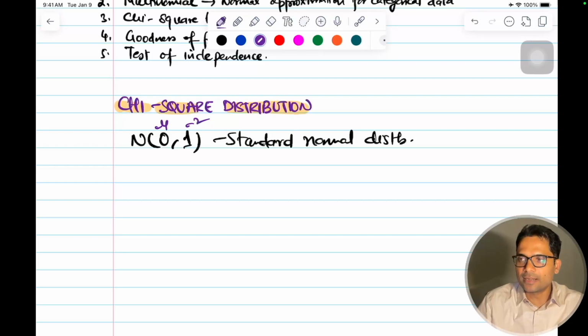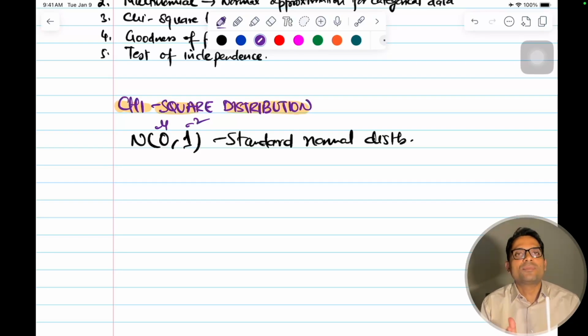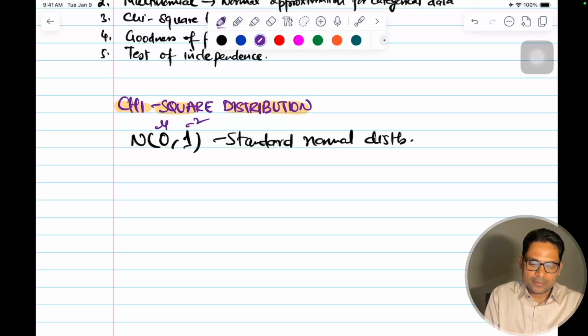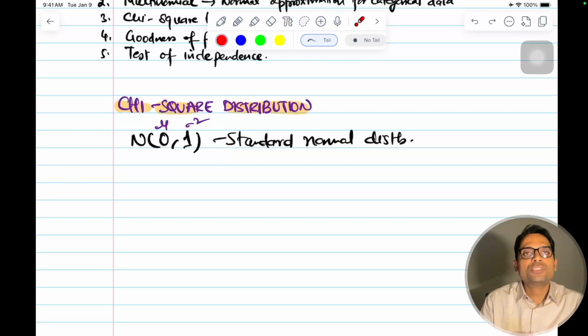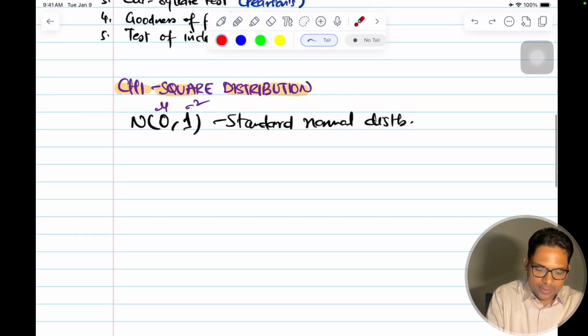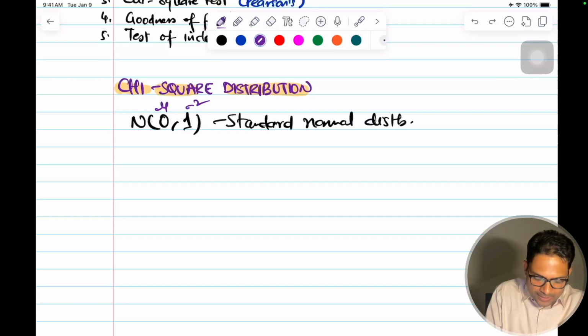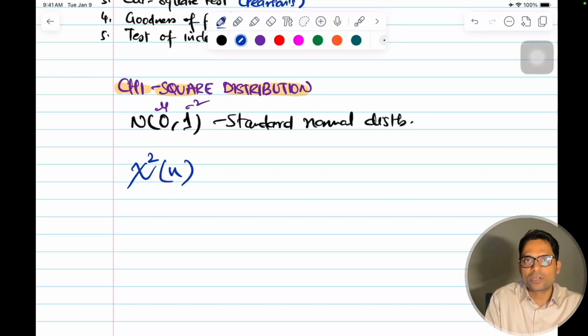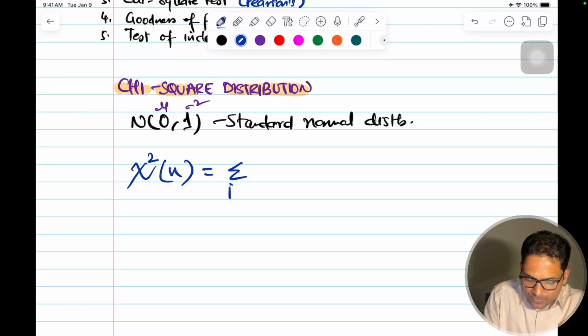You have n such independent random variables, and when you take a sum of their squares, the distribution that you get out of that is called chi-square distribution. The symbol is a fancy x, chi-square, and it also has degrees of freedom. I've talked about this in the T distribution also. This is the same degrees of freedom.